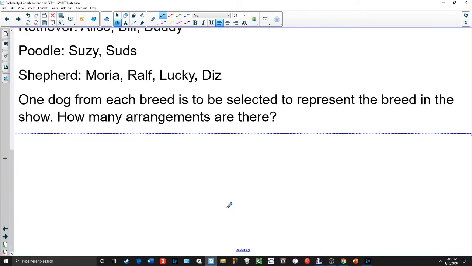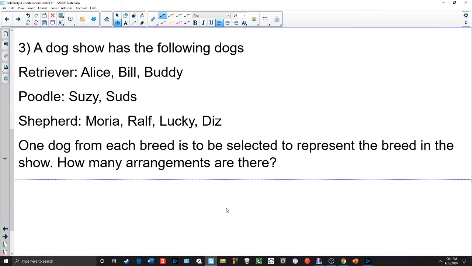And then what about this last one here? So a dog show has the following dogs: 3 retrievers, 2 poodles, and 4 shepherds. 1 dog from each breed is to be selected for the show. How many arrangements are there? So we're going to pick 1 retriever, 1 poodle, 1 shepherd. How many arrangements are there? Is this a combinations or permutations question?